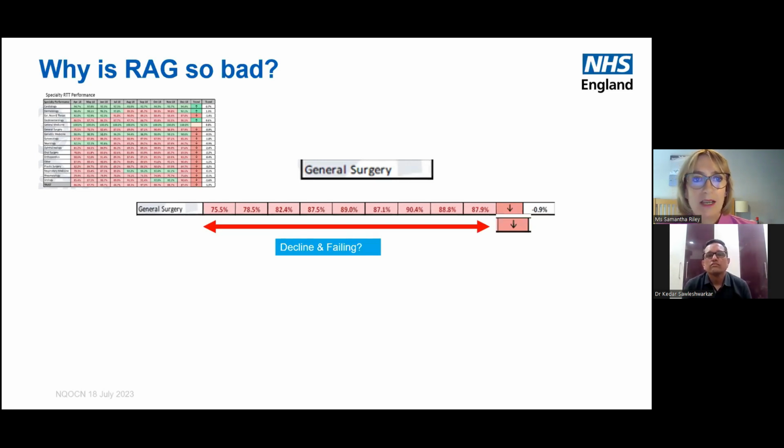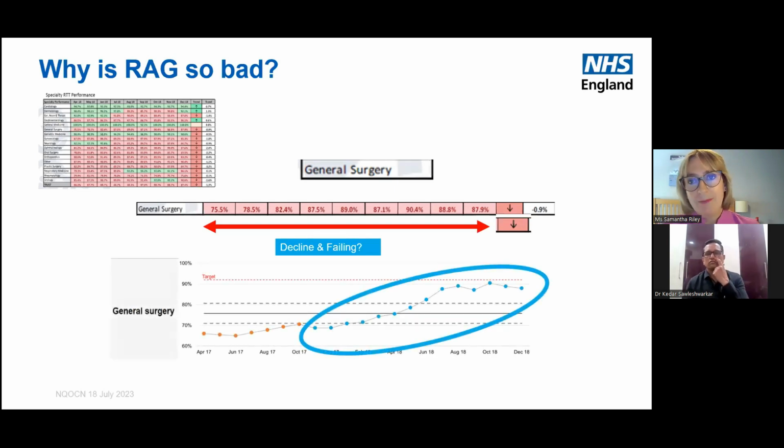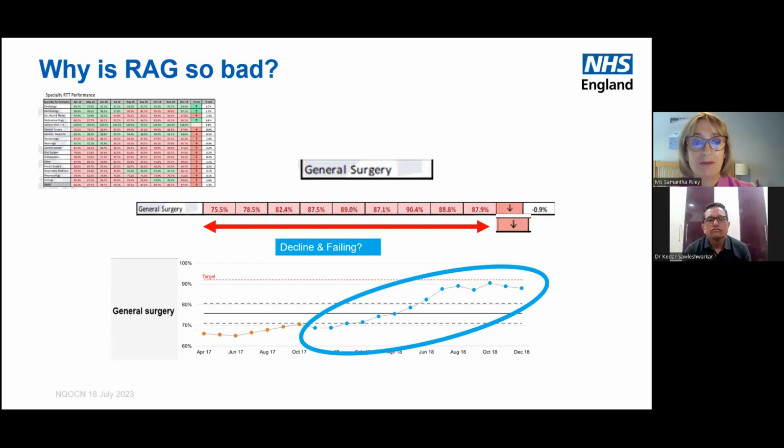Now, if we plot the data over time as a statistical process control chart, if you're not familiar with these charts, don't worry, you will be at the end of this session. This is what we see. Without being experts in SPC, you can see, can't you, that actually there's been some amazing progress made for general surgery. We should be celebrating this improvement. We should be saying well done to the team, rather than telling them off every month because they're not yet meeting the target. So here we've got a good example of where we have hidden improvement by using that RAG report.